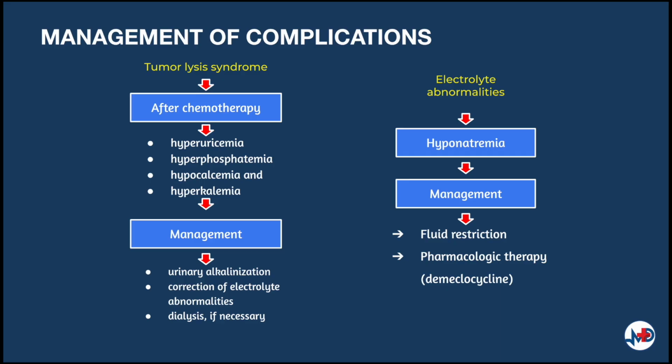Patients should be well hydrated and preferably pre-medicated with allopurinol. The management of established tumor lysis syndrome includes urine alkalinization, correction of electrolyte abnormalities, and dialysis if necessary. Small cell lung carcinoma is associated with a number of electrolyte abnormalities because of frequent production of peptide hormones.